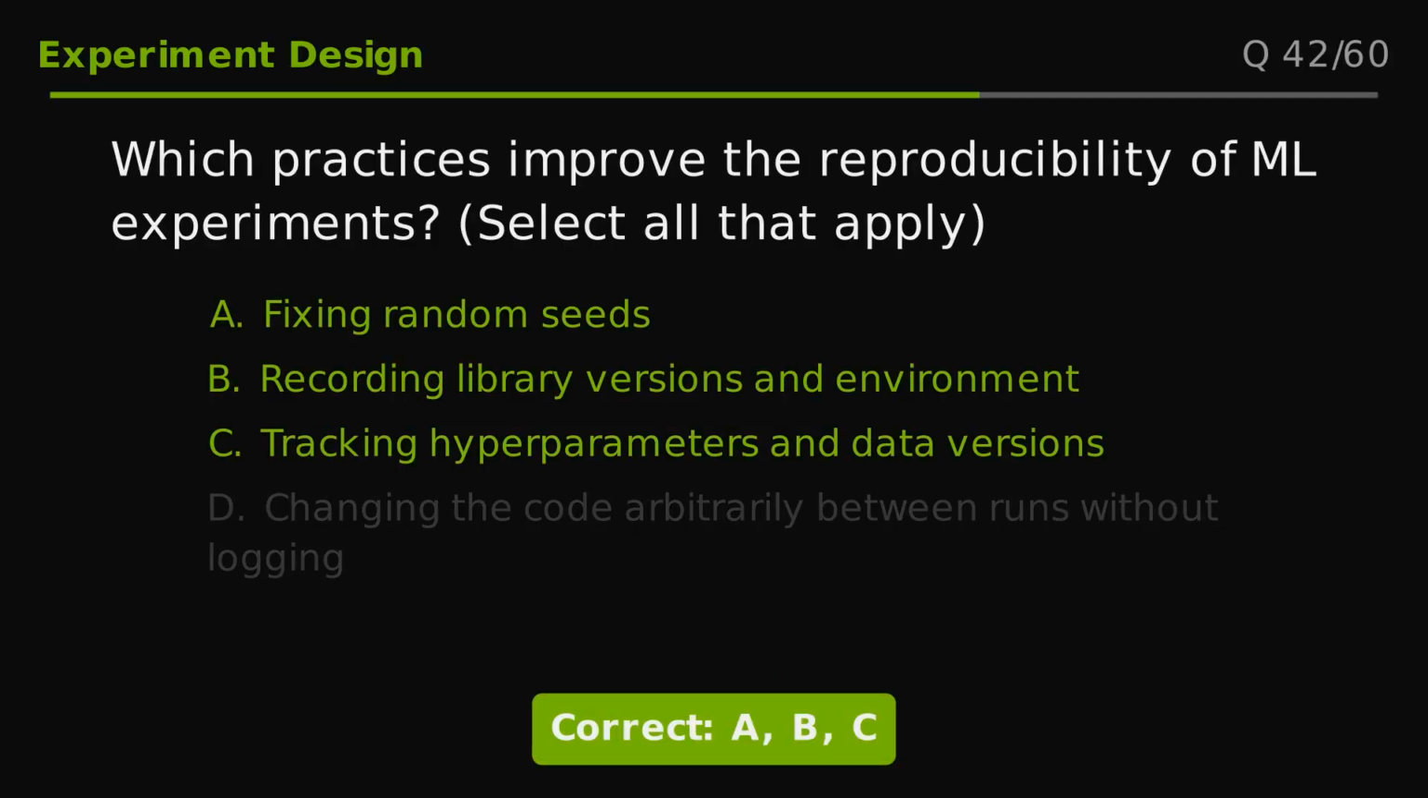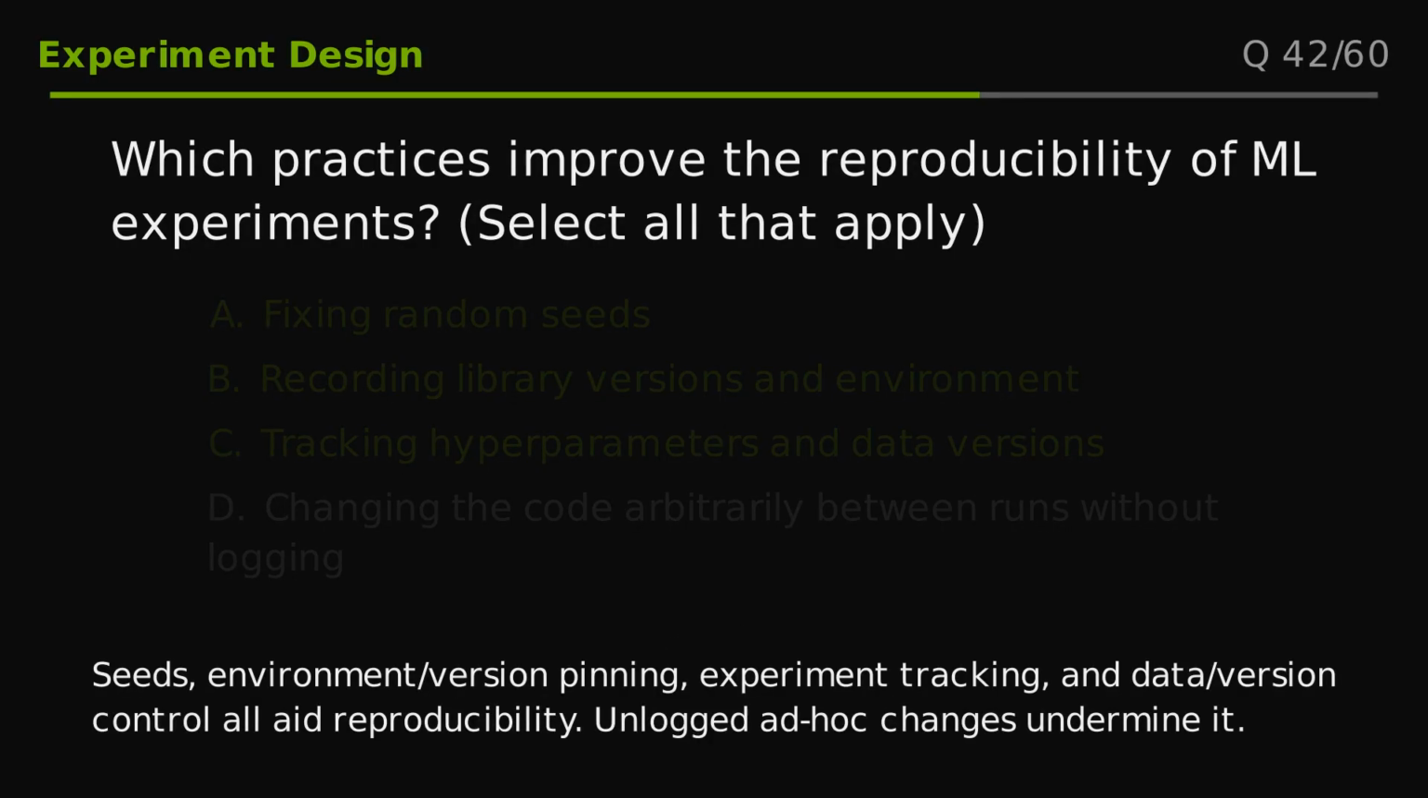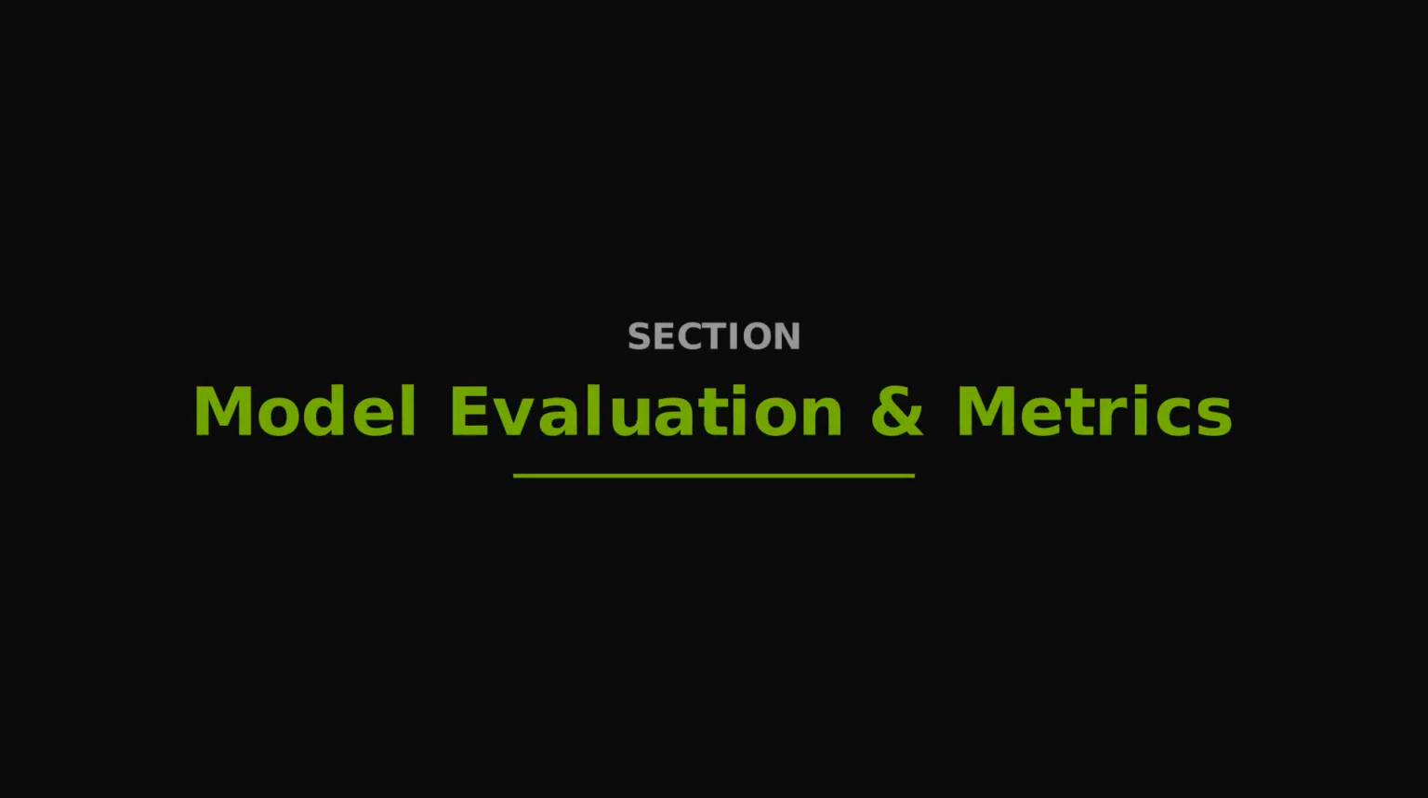The correct answers are A, B, and C. Seeds, environment by version pinning, experiment tracking, and data by version control all aid reproducibility, while unlogged ad hoc changes undermine it. Next section, model evaluation and metrics.